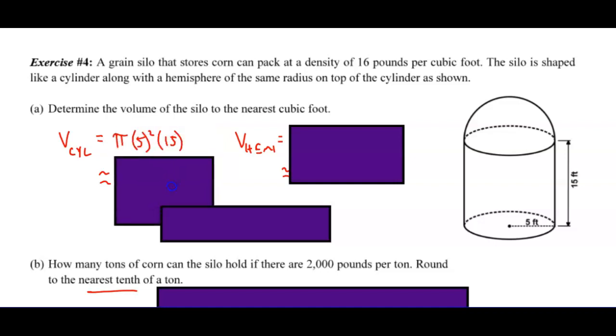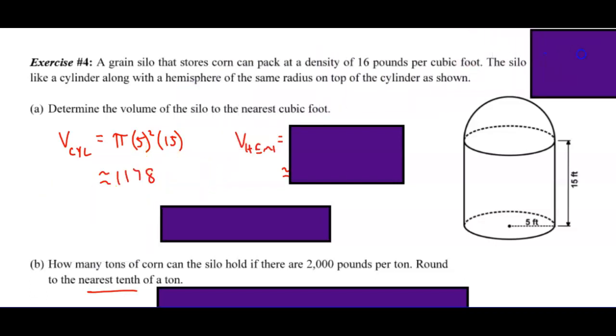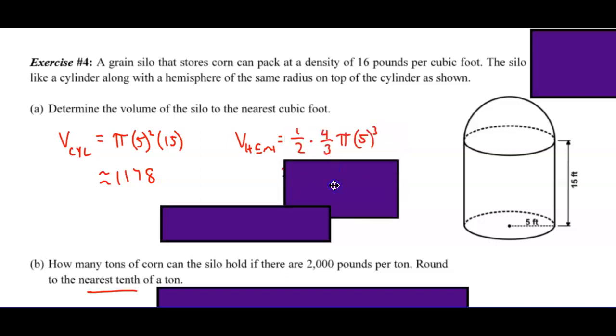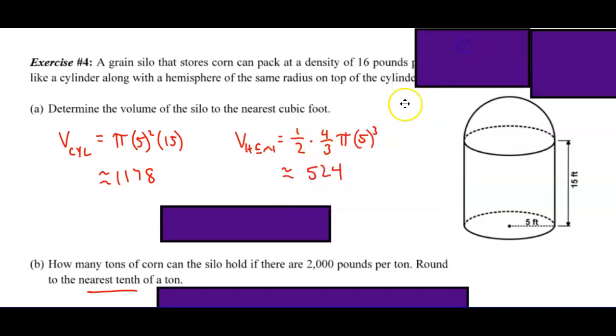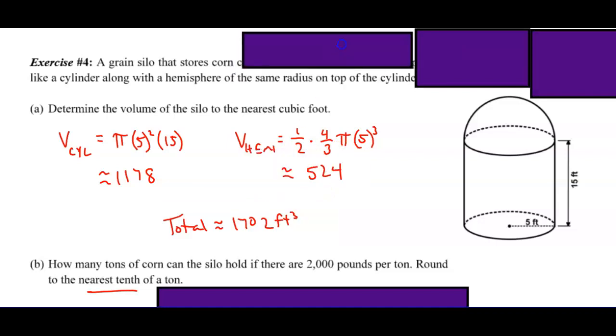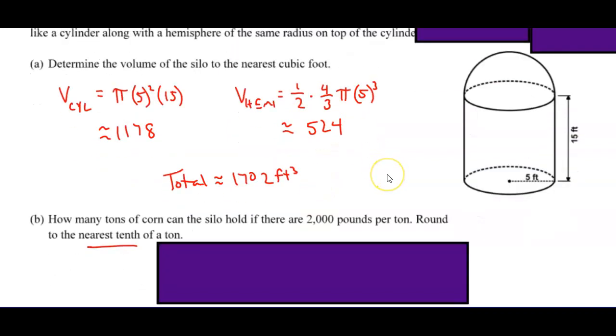So with the cylinder, we're going to do area of the base times the height. That's pi r squared times the height 15. That comes out to 1178. With the hemisphere, it works just like a sphere, except we have to multiply by half. So 4/3 pi r cubed for the sphere, and then half because it's a hemisphere. You could simplify this and call it 4/6 or 2/3, but this all works out to be 524. And if you add them together, our total is about 1702.